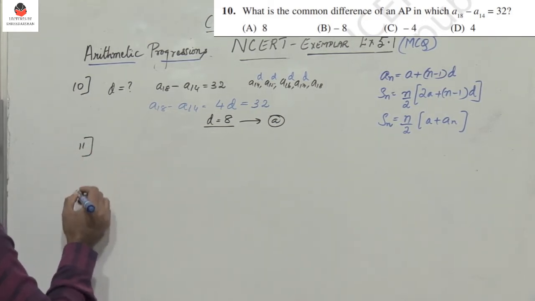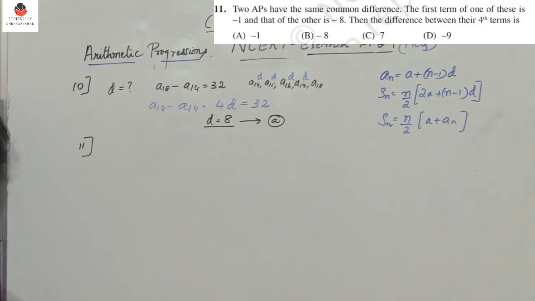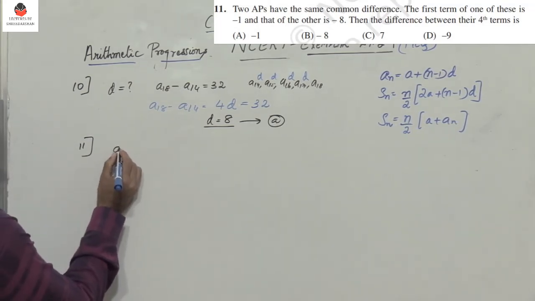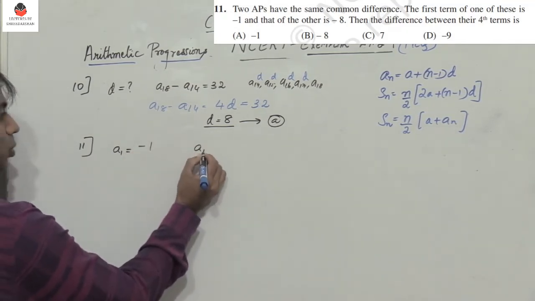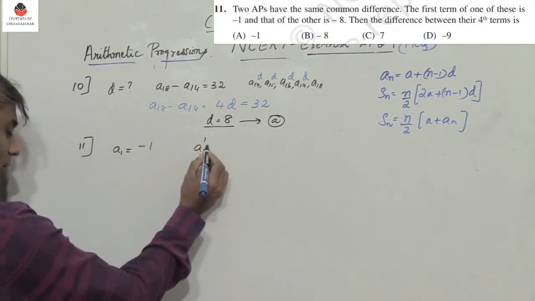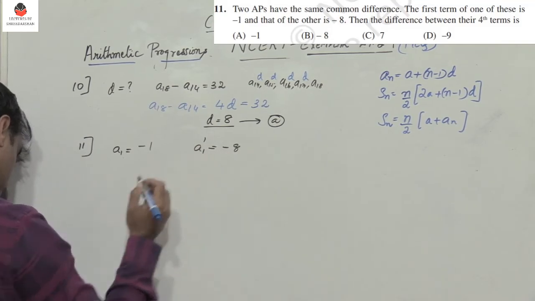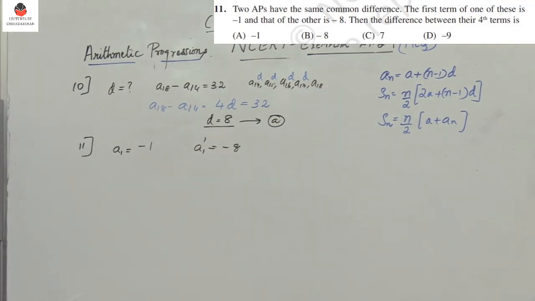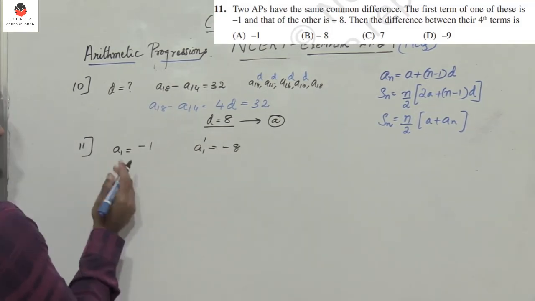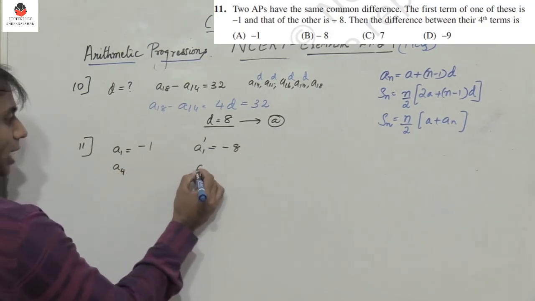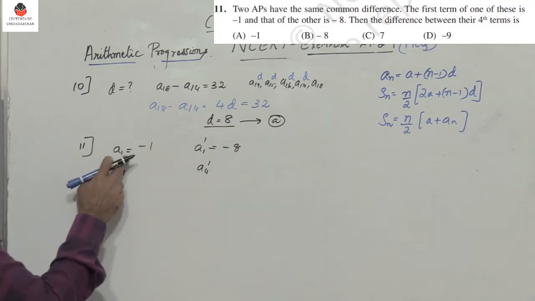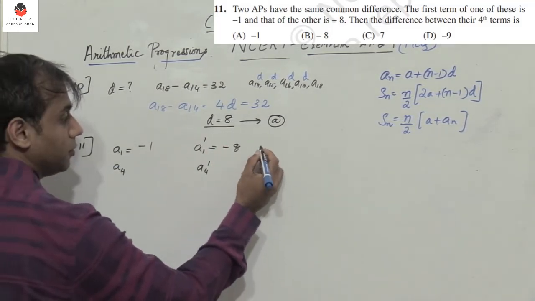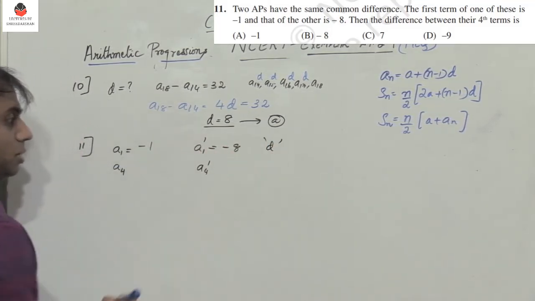Question 11. Two arithmetic progressions have the same common difference. The first term of one of these is minus 1, so A1 is minus 1, and A1 dash of the next arithmetic progression equals minus 8. The difference between their fourth terms is, so I need to find A4 and A4 dash and find their difference. These two arithmetic progressions have the same common difference, so D is the same.